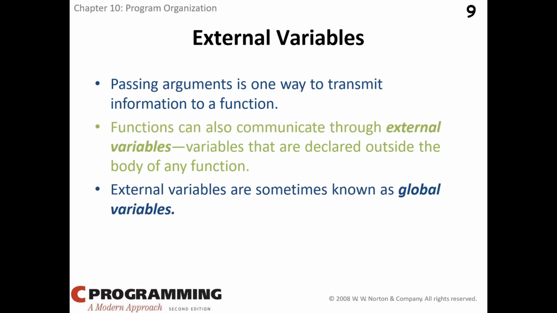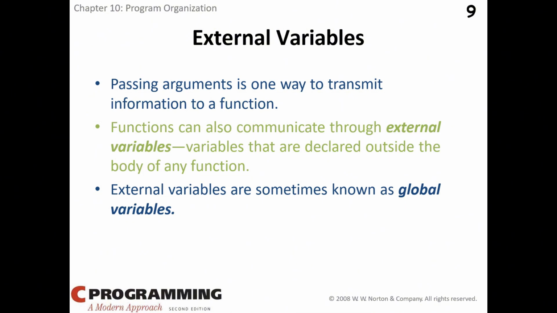And when we talk about passing information to a function, one common method is by passing arguments. However, there's another way functions can communicate, and that's through external variables. External variables are those that are declared outside the body of any function, and they exist in a scope that extends throughout the entire program, making them accessible from any function within the program.